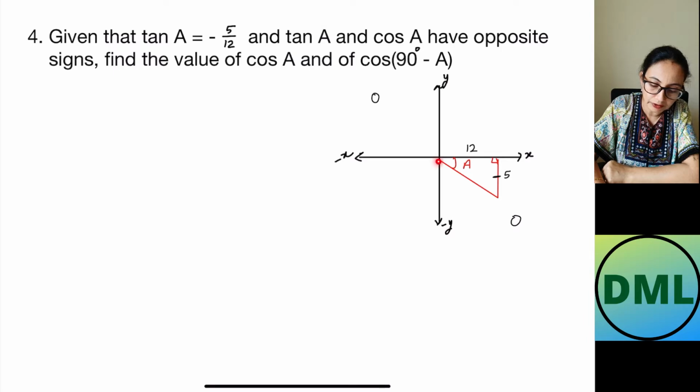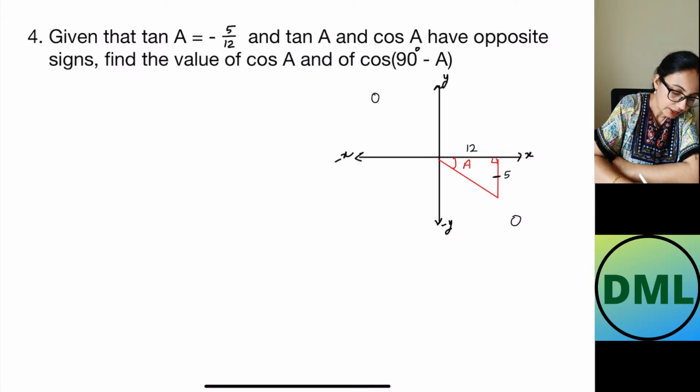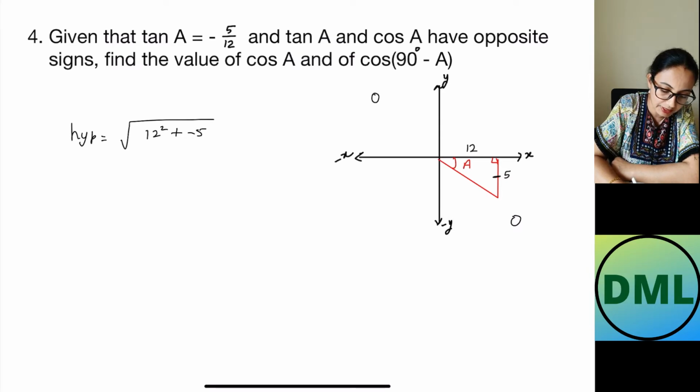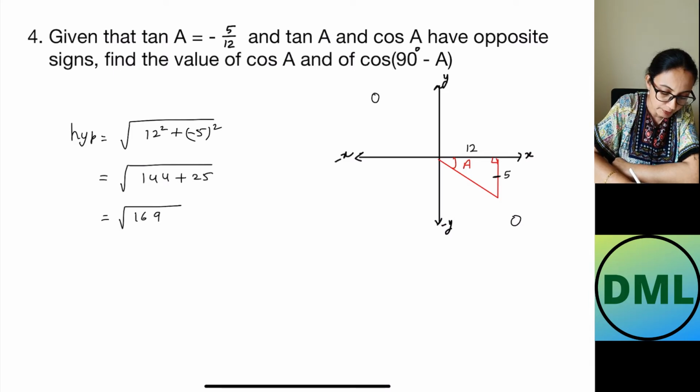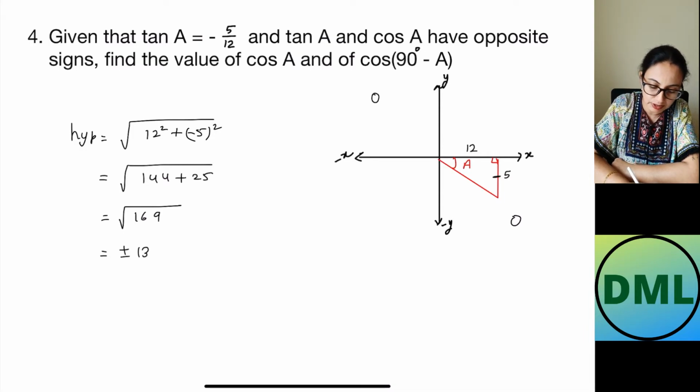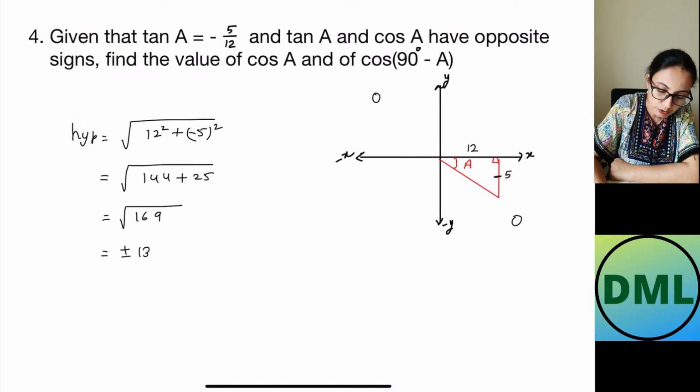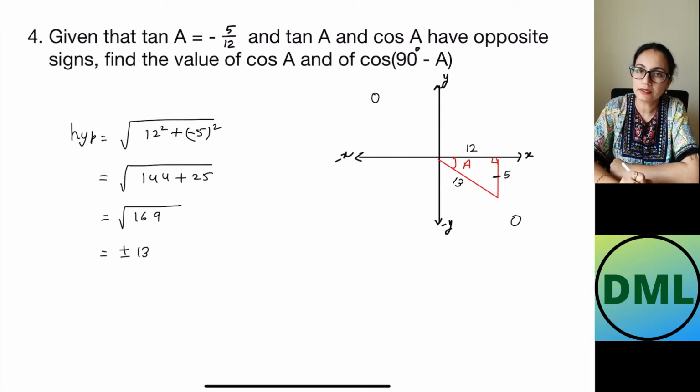I need to find out the value for the hypotenuse. Hypotenuse will be given by root of base square, which is 12 square, plus height square, which is minus 5 the whole square. Let's solve it here. 12 square will be 144 plus 5 square is 25, which will be equal to root of 169. So my hypotenuse is plus minus 13. Hypotenuse is always positive, so I need to take plus 13. So this hypotenuse will be written as 13 only.